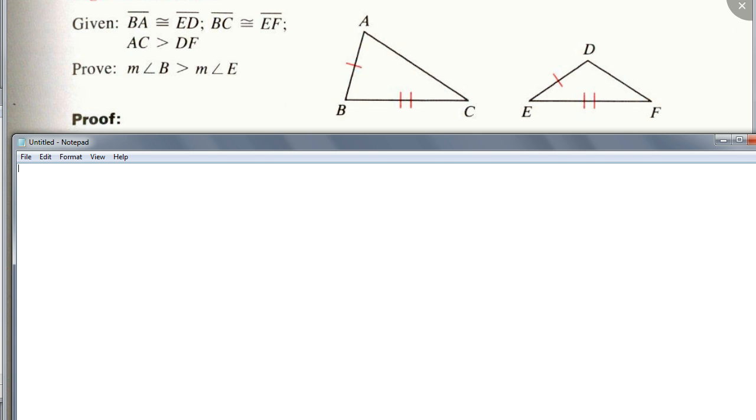But guess what? That is the contradiction to the given information, which says what? AC is greater than DF. How'd you get that they're congruent?